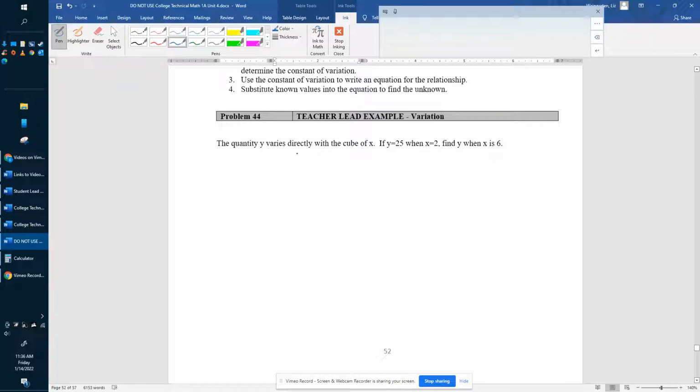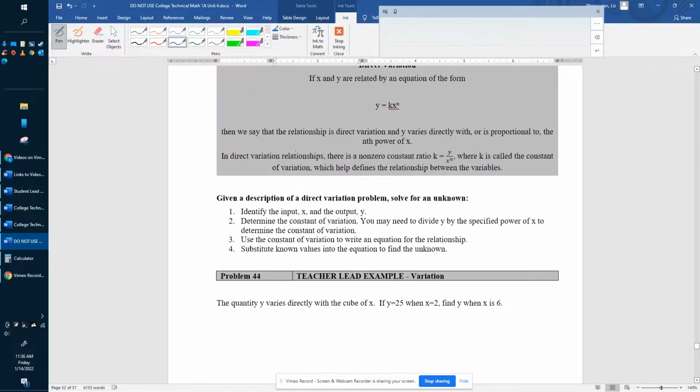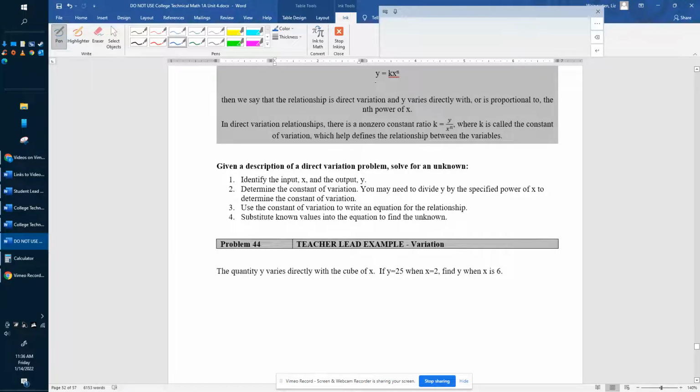We see the words varies directly, so we can take a look up here. This is what our equation is going to kind of look like. So y, it's always going to start with y equals k. So you can pretty much write this down every single time. y equals k times something. Well, it's going to be times x, and it says it varies directly with the cube of x, so our x is going to be cubed.